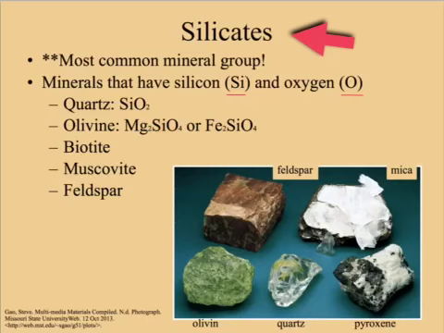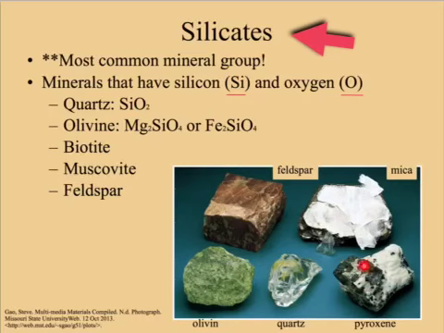Olivine also has silicon and oxygen. Biotite, muscovite, and feldspar also have oxygen and silicon in their chemical formula. Here is feldspar. Feldspar is a common silicate mineral. This has cleavages. We've got a nice cleavage here and here. Mica is another common silicate mineral. This has one plane of cleavage, so you see it's breaking off into small little flakes.